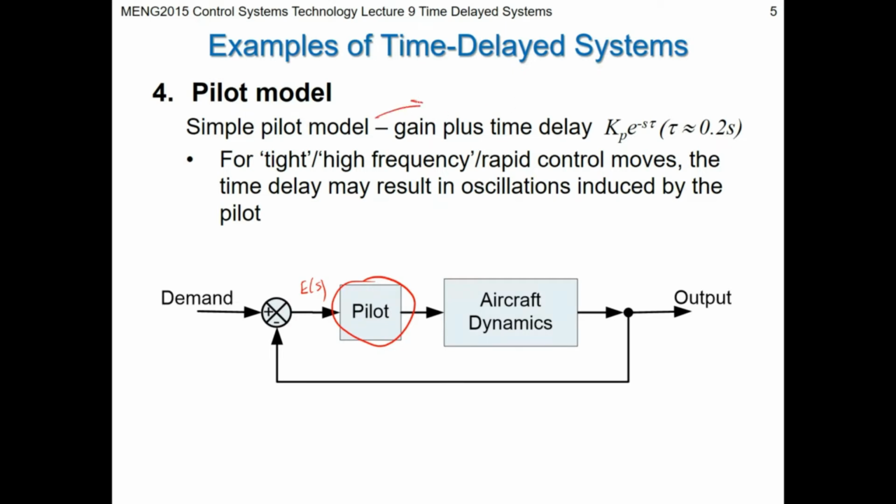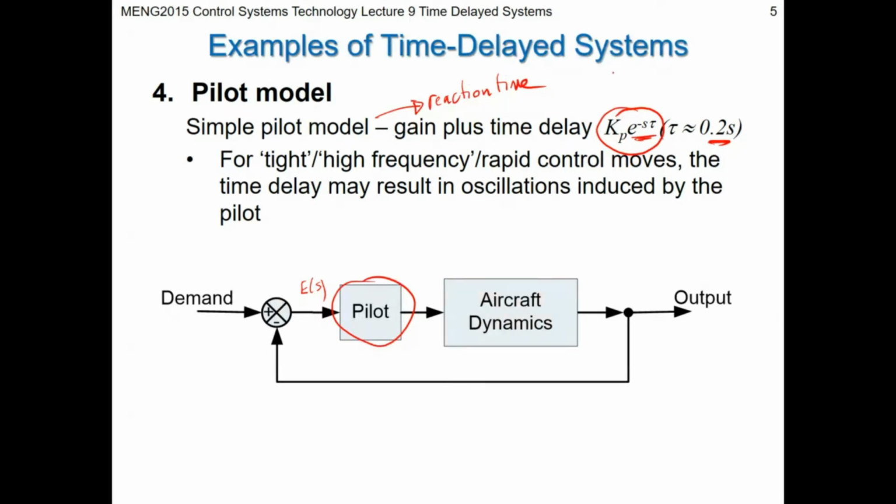Right, so a pilot has reaction time, and reaction time is typically about 0.2 of a second. And so your pilot could be modeled as a time delayed control system with a gain KP, which is his response to the error, and then this term e to the minus s tau, and that represents the time delay. So if you replace the tau with 0.2 in this case, then that shows what the time delay is. And we got this from Laplace from lecture 2.